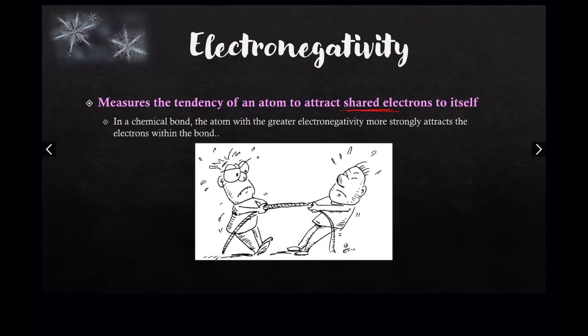So if you're looking at this picture of two individuals involved in a tug of war, and you recognize each individual as an atom, the rope that they're using for tug of war represents the bond between them and the electrons that are involved in that bond. So in this tug of war, the atom with the greater electronegativity value will more strongly attract the electrons toward it.